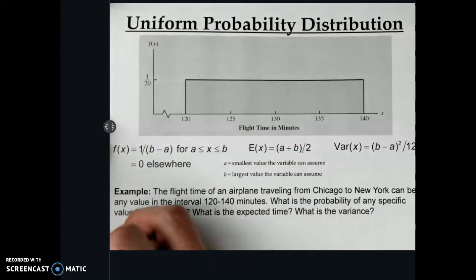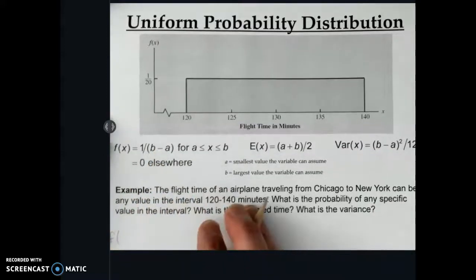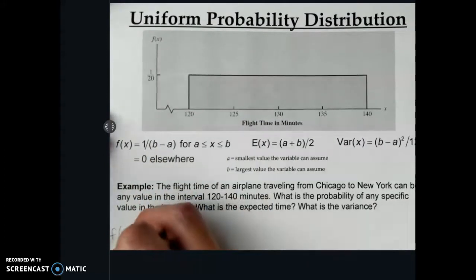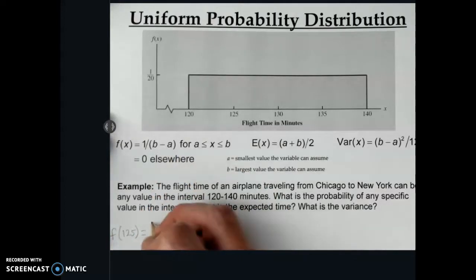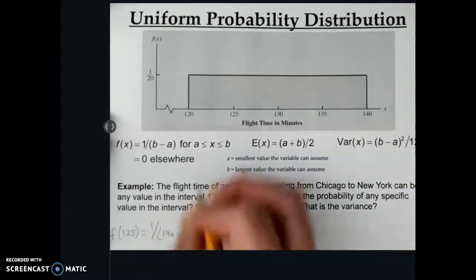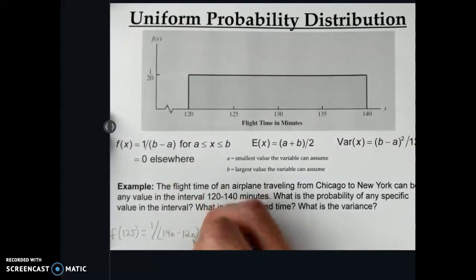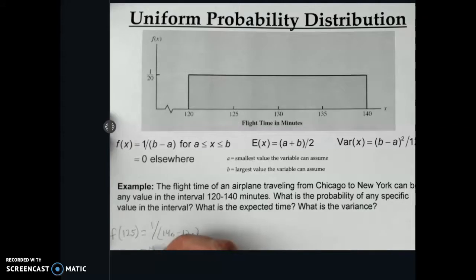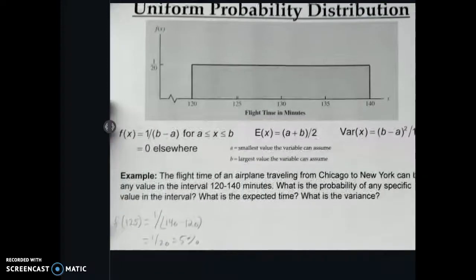So, for example, the probability of getting an x value, let's say, of 125 minutes, well, that would be equal to 1 divided by b minus a. We got 140 minus 120. Okay. And the result is 1 over 20, which is equal to 5%. So the probability of getting this value is 5%.